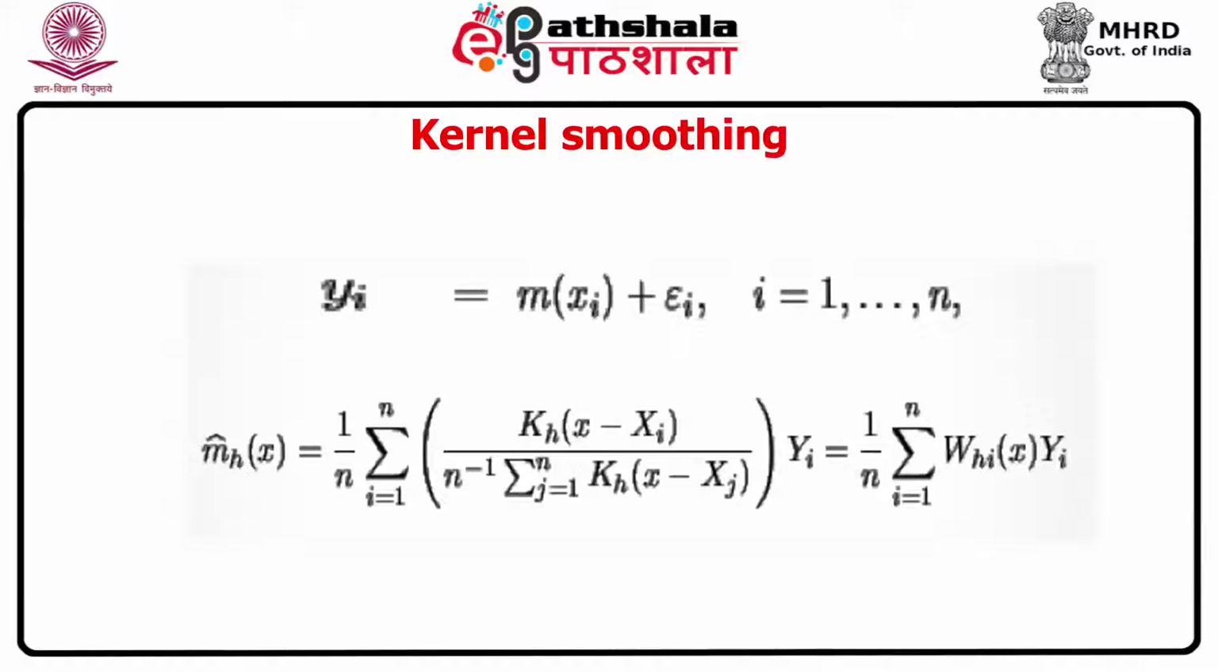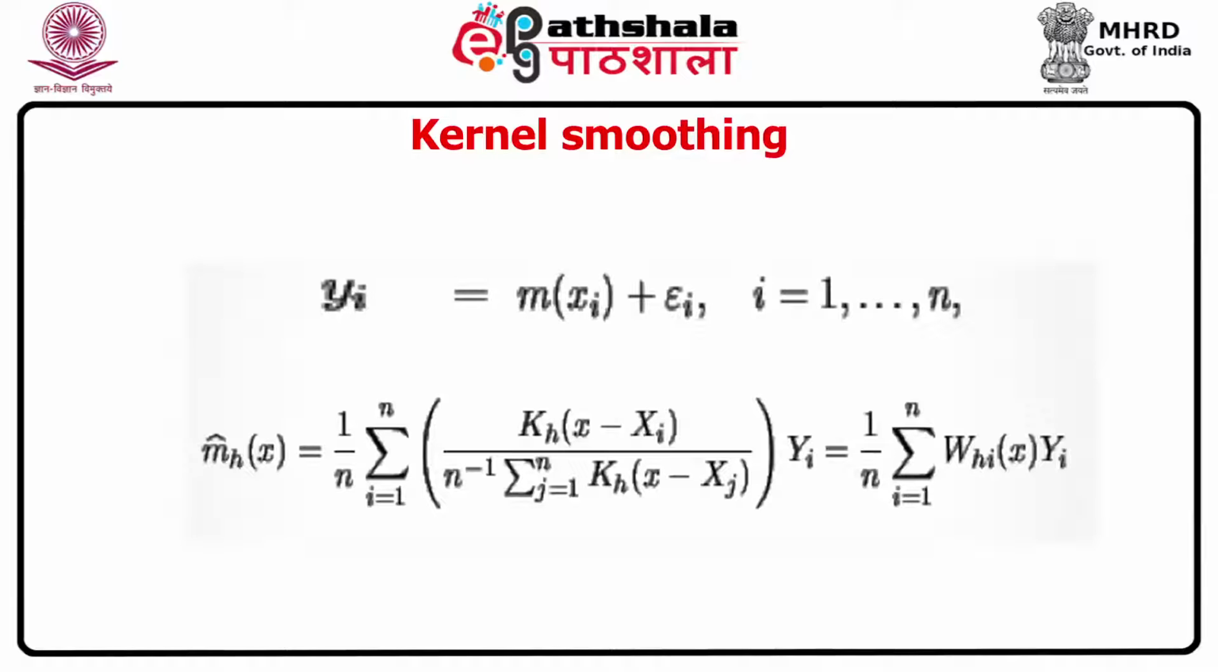One way of getting m hat h of x is first to choose a value of h, next to choose the function K, which is called the kernel, and to take the average which we see in the second line of this slide. So if you look at this equation, it tells me simply that my predicted value at the covariate value x is a weighted average of all the data. However, the weight given to the value of x_i depends on the particular location where I am.